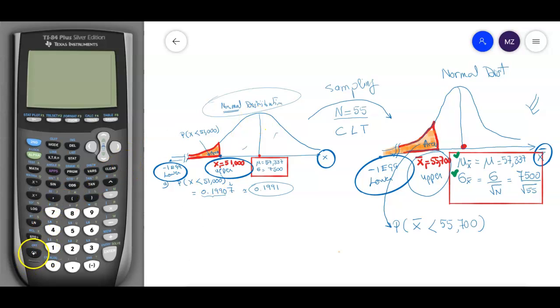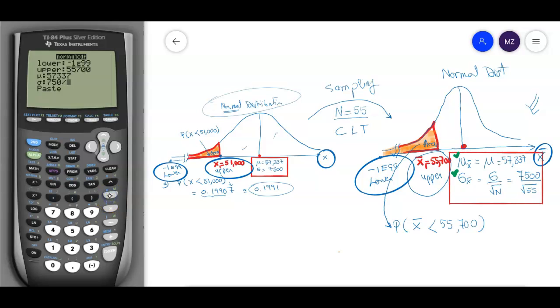It's exactly the same thing. I'm gonna go to the calculator. I'm gonna start with second, distributions, and then go to number 2 because I'm looking for a cumulative distribution function, so CDF, and then I'm gonna enter. Now the lower bound is the same. I'm not changing it. The upper bound, definitely I have to change it. So you can clear it and type in 55,700. Then the mean stays the same, 57,337, so you keep it as it is. However, here the standard deviation is gonna change.